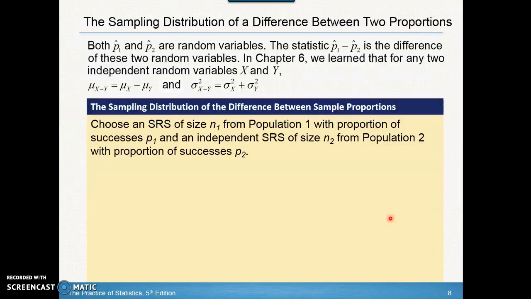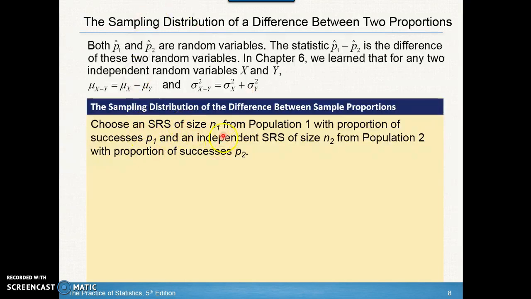Remember in chapter 6 we learned that for any 2 random variables, if I subtract them, I just subtract the 2 means: the mean of x minus the mean of y gives me the mean of the combined distribution. However, to find the new standard deviation of x minus y, I had to add the variance of the first distribution and the variance of the second distribution, and then take the square root, and that gives me the standard deviation of the new distribution. I can't just add the 2 standard deviations together.